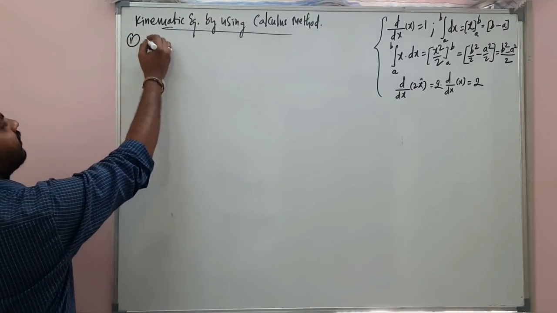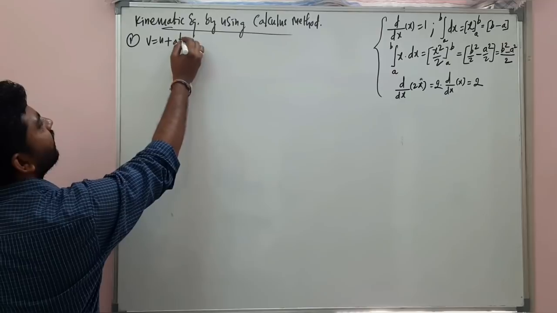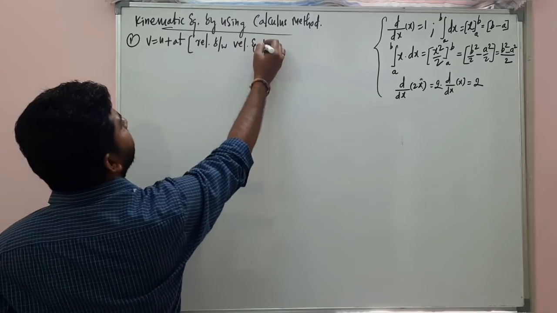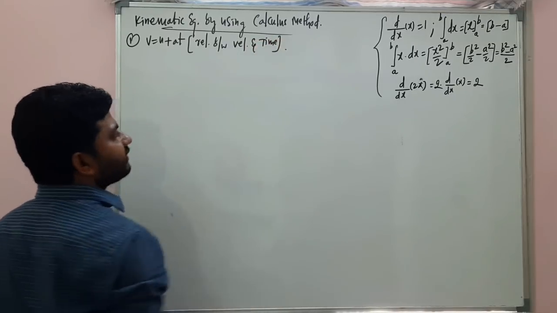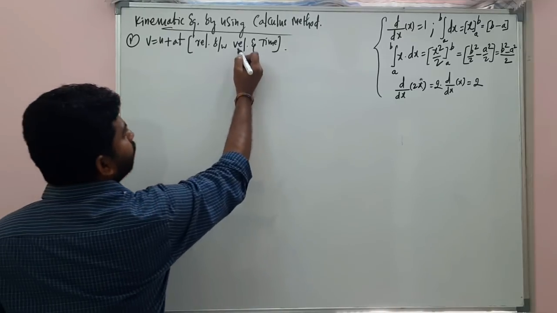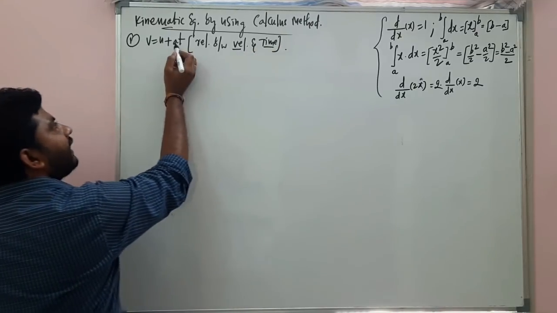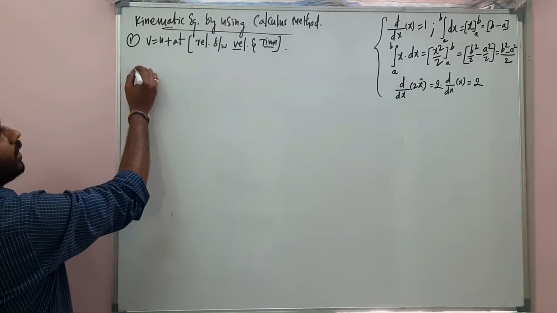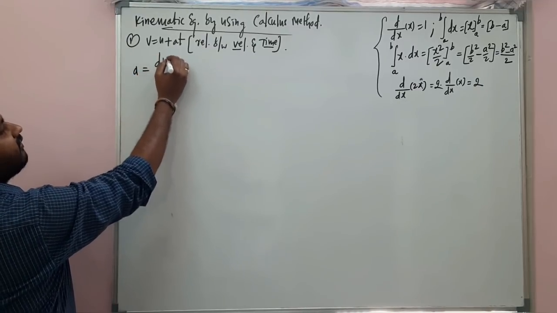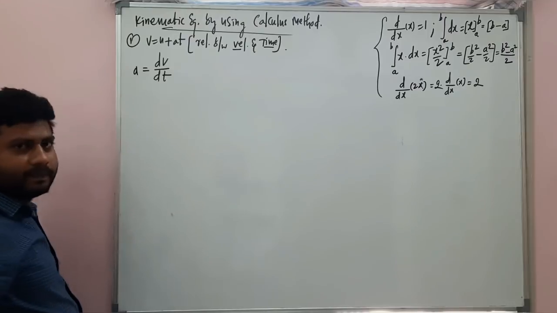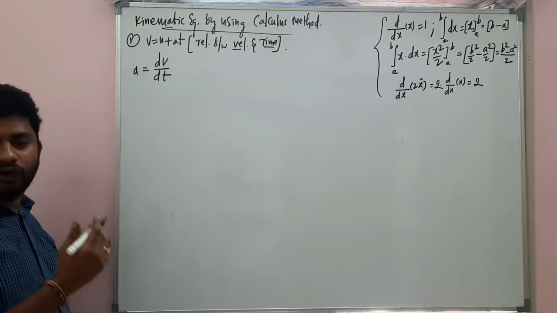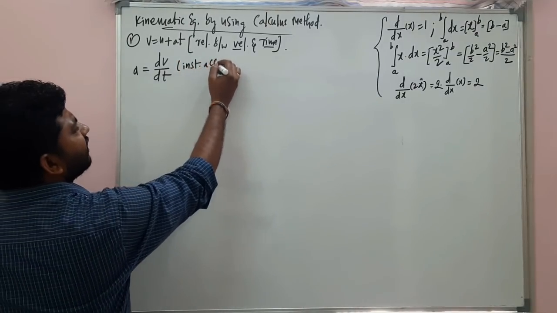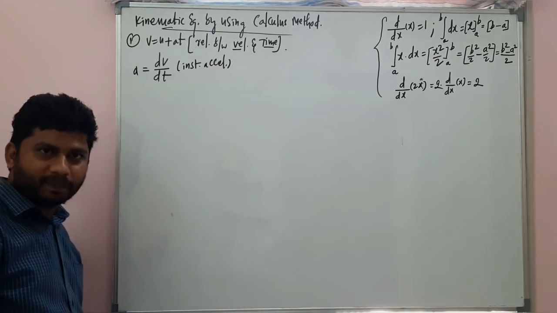Our first equation is v is equal to u plus at, which is the relation between velocity and time. Carefully see, the relation between velocity and time, and acceleration also is here. That is why I am taking the formula acceleration is equal to dv by dt, the rate of change of velocity. This is the formula of instantaneous acceleration.